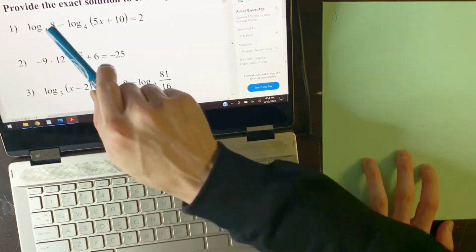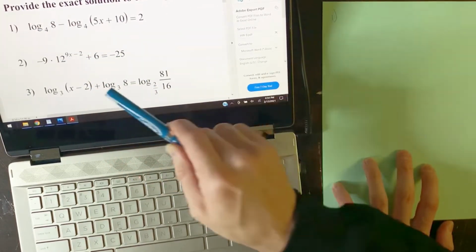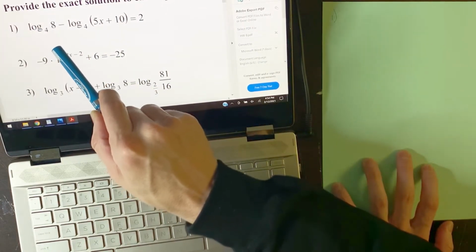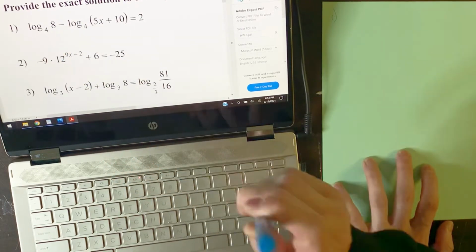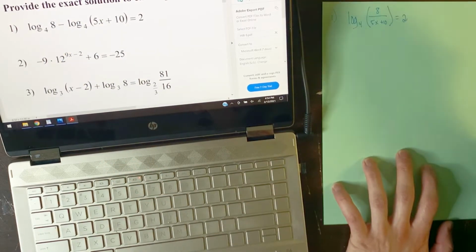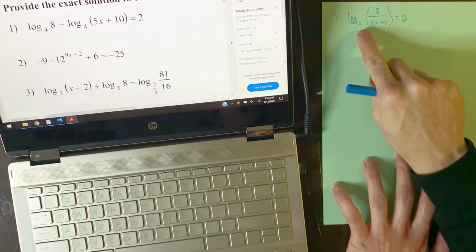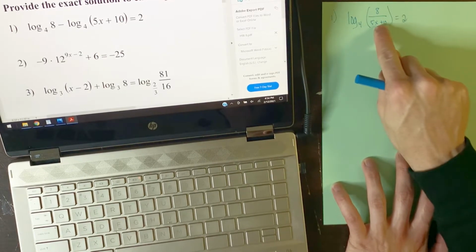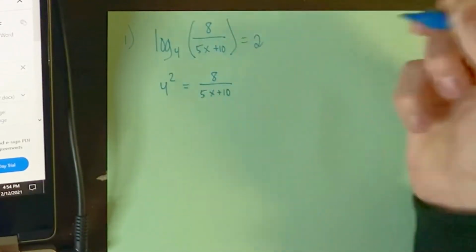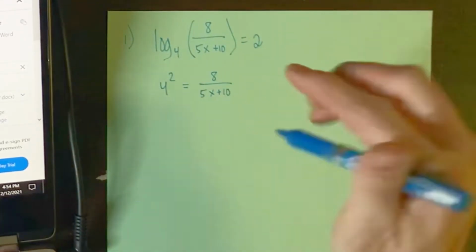Number one, let's condense these two terms into one. Since they're being subtracted, it'll be log that over that, like this. And now that we have one log, we can go from log to exponential form by going this to the power of that equals that. Or of course, we know that that's just 16.